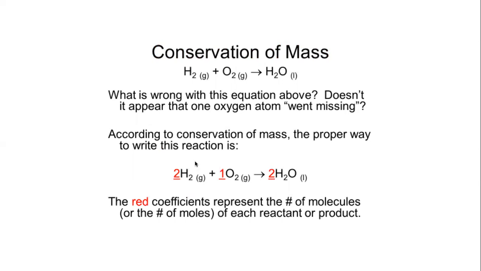So a proper, or what we will describe as a balanced reaction, will have 2 diatomic hydrogen molecules, 1 diatomic oxygen molecule that will form 2 water molecules that exist as a liquid. And the red coefficients represent the number of molecules, and we'll discuss the number of moles of each reactant or product. And so we're going to understand in the next couple of slides why these coefficients now mean that we have a conservation of mass in this reaction.